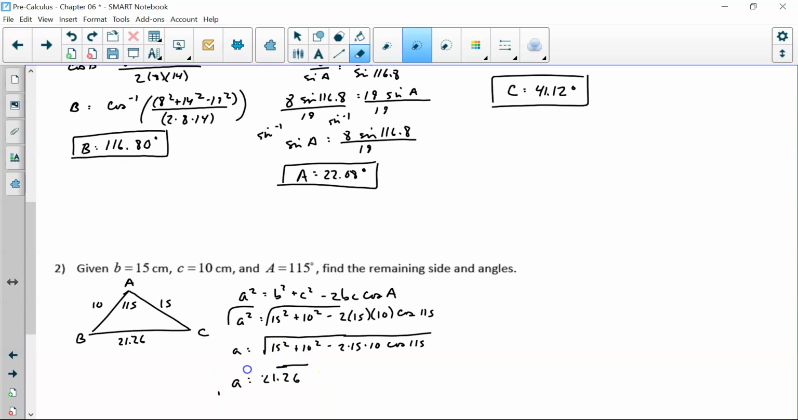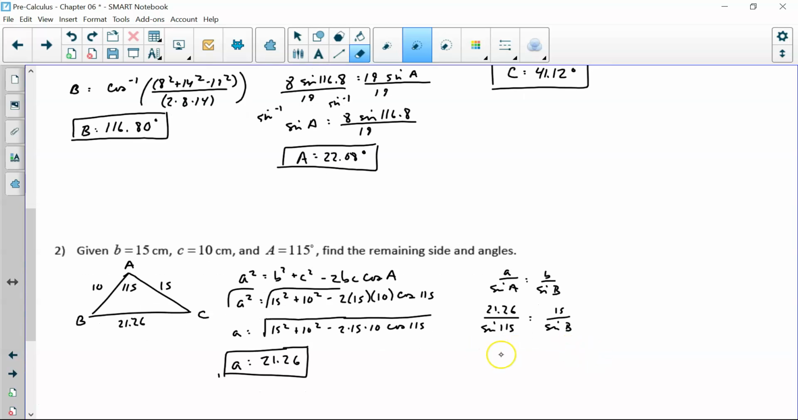Now we're going to find the missing angles. To find the missing angles, we could use law of cosines, but it's too much work. Let's use the law of sines. A over the sine of A equals B over the sine of B. So 21.26 over the sine of 115 equals 15 over the sine of B.